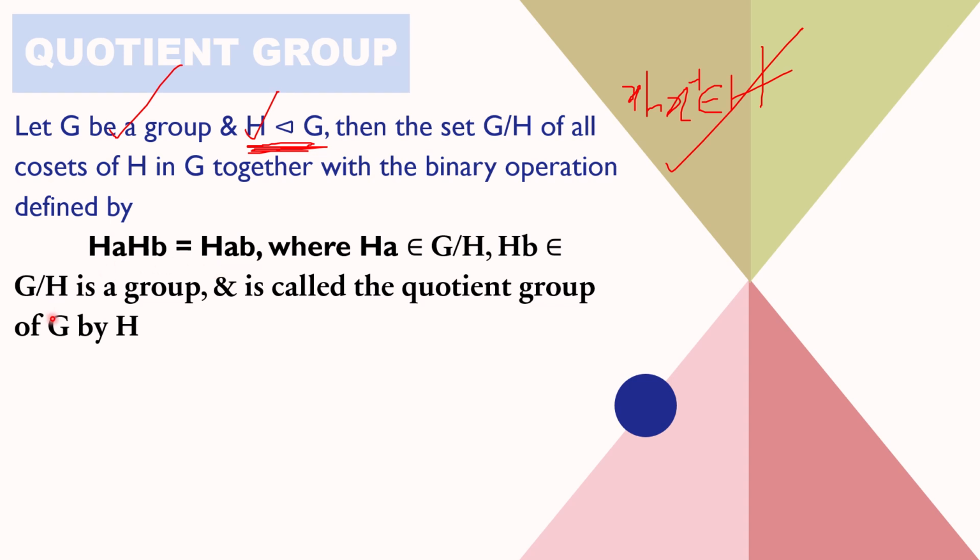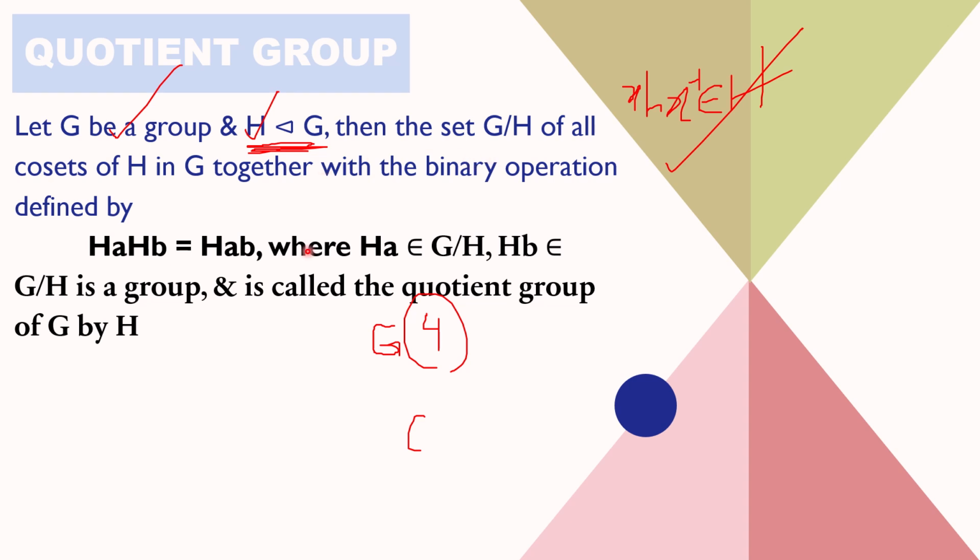Now we know that when we talk about a group, it has four group axioms. What is the first group axiom? It is closure. If you look here, we are saying that G by H is a group having cosets, so each element is a coset. Inside G by H, each element of the group is a coset.